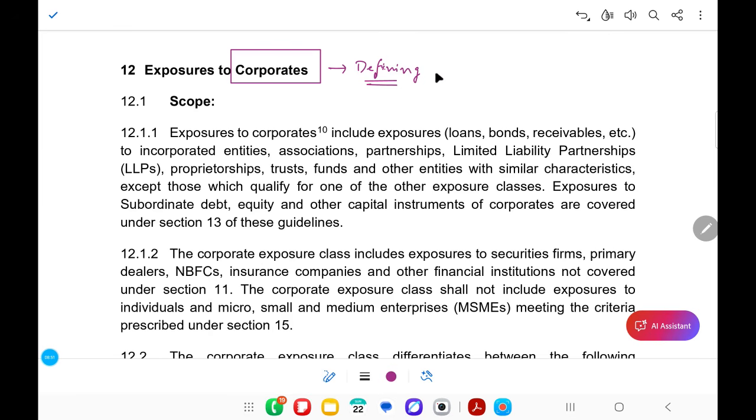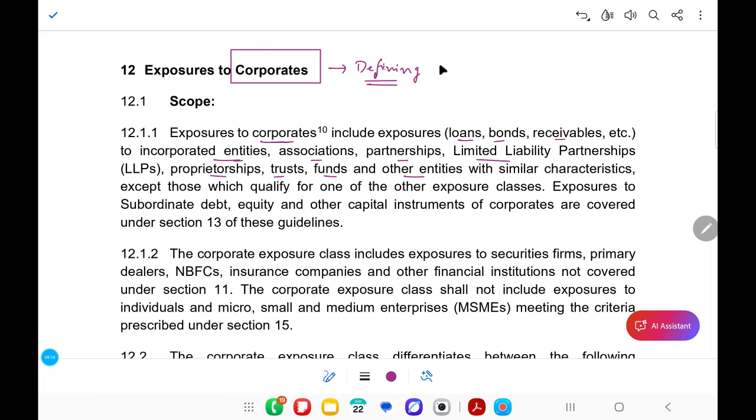So, friends, you can say that all the exposures to corporates, which include loans, bonds, receivables, can be any incorporated entities, association, partnership, limited liability partnership, proprietorship, trust, funds, and other entities with similar characteristics. Okay, these all come under the corporate asset class.